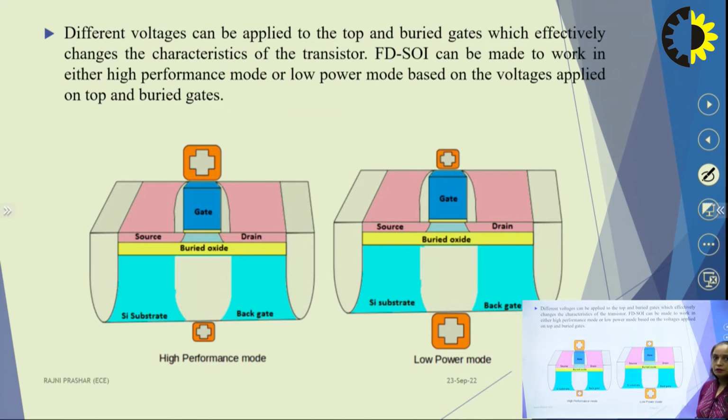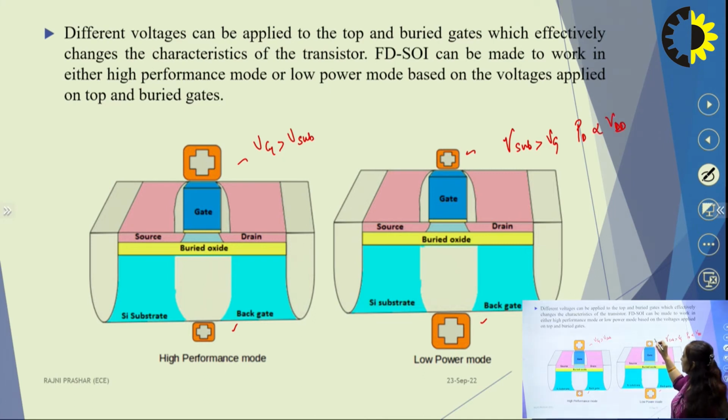So we can change the biasing potential. Here you can see that in this diagram VG is greater than V substrate, and in this diagram V substrate is greater than VG, right? So if you reduce the value of gate voltage, we know that power dissipation is directly proportional to VDD, and it is also proportional to this VG. If you reduce this value, we can have lower power dissipation.